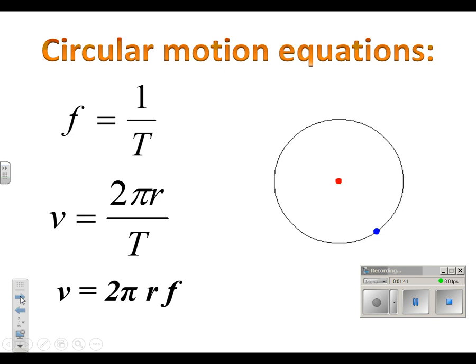You could also say that v equals 2 pi r f, because since f and 1 over T are the same thing, you could rewrite the formula that way. So it's important that you are able to use these formulas, use your circumference and displacement, and know that period and frequency are reciprocals of each other.